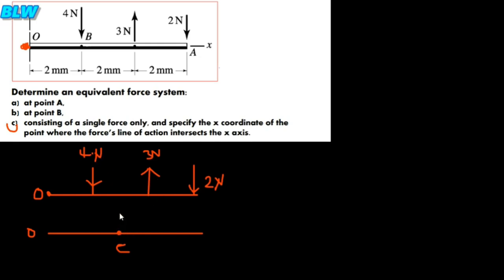Okay, so the force at point C will be equal to all these forces here. So F at point C will be equal to all these forces. This is acting down, so that will be minus 4. This is acting upward, in the positive y-axis direction, so that will be plus 3. This is downward, so that was minus 2.